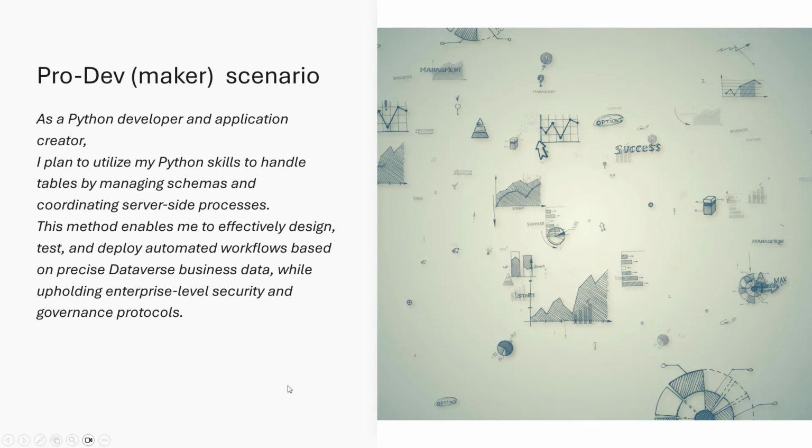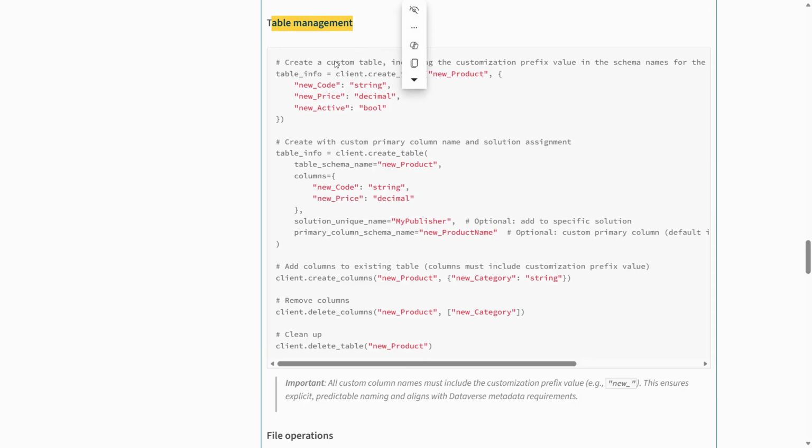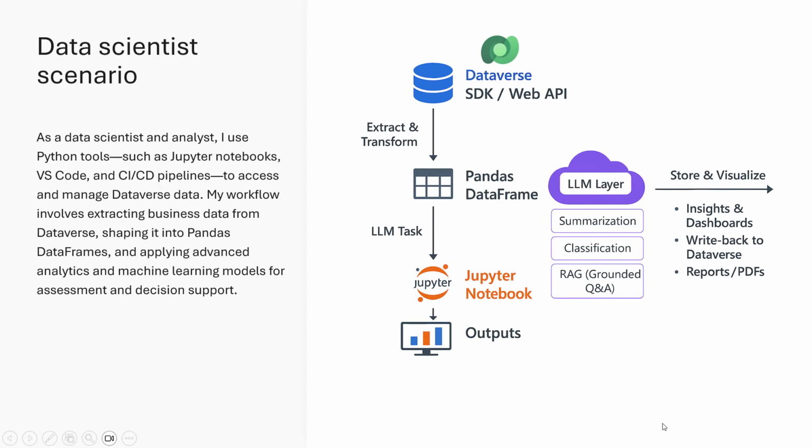Let's recap how our Python developer turned an idea into a working Dataverse application end-to-end in Python. They used the Dataverse SDK to define 3 tables, add a column, and then use the SDK's create, read, update APIs to seed sample data and modify records, all securely inside Dataverse. Now, let's explore the data scientist scenario.